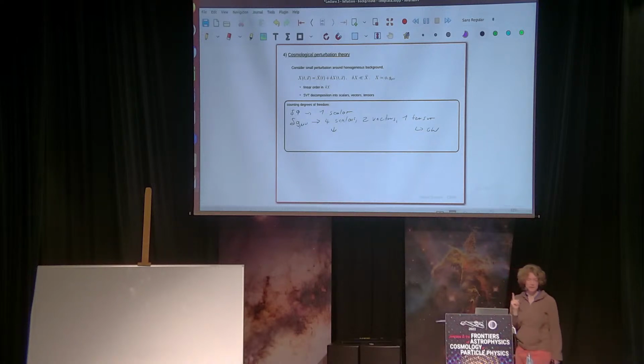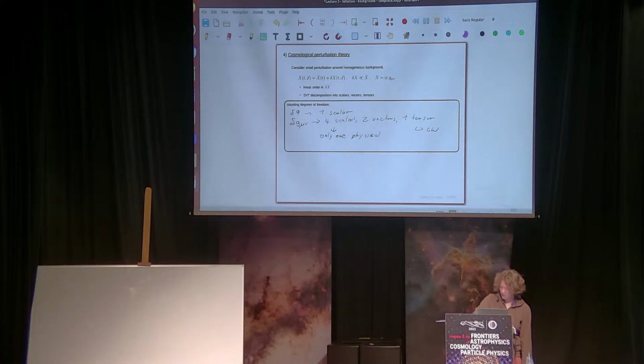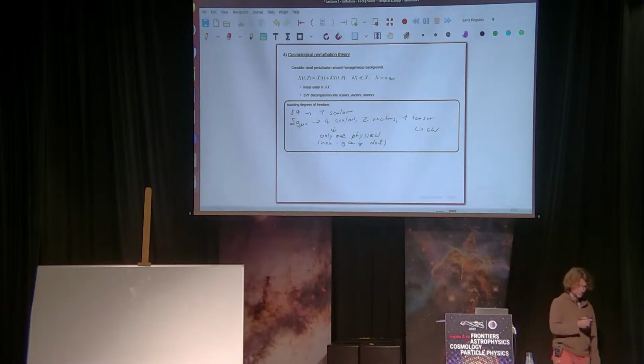So there's 1 scalar in the scalar field. There's 4 scalar degrees of freedom in the metric. However, out of these 5, only 1 is physical. Where with physical, I mean that it's not a gauge degree of freedom. Where with gauge, what I'm referring to here is the coordinate transformations of general relativity.